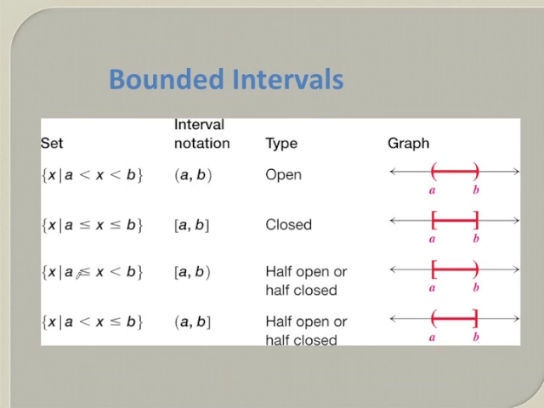Or we can have half of each. A is less than or equal to x is less than b, so bracket and parentheses, or a is less than x is less than or equal to b, parentheses and bracket. Also the same on the number lines.